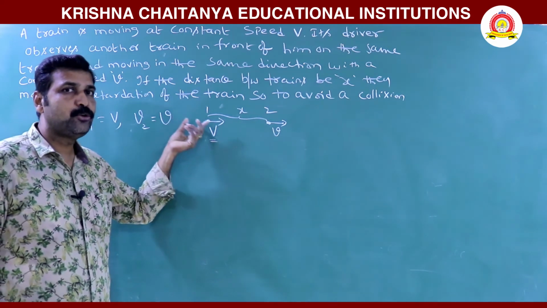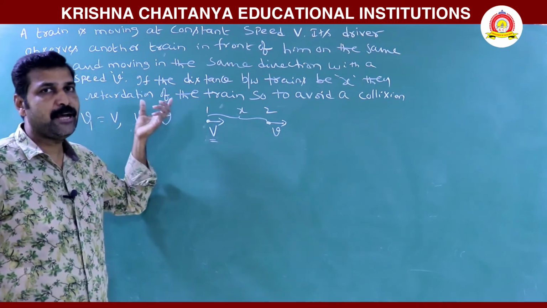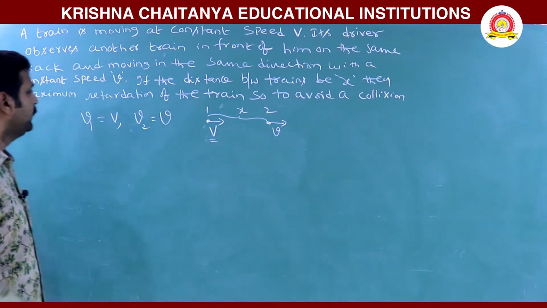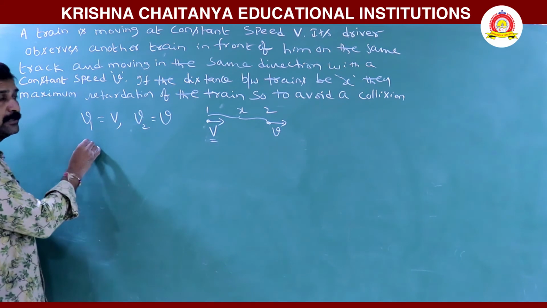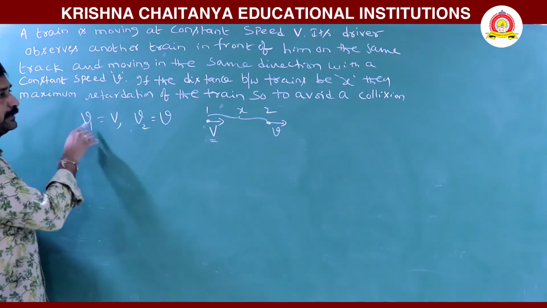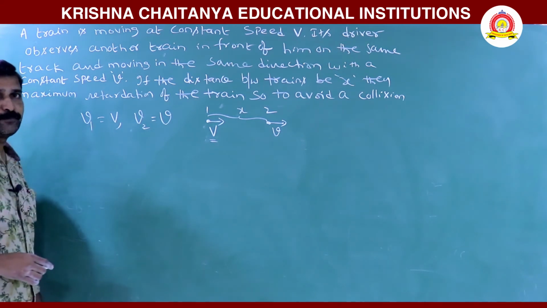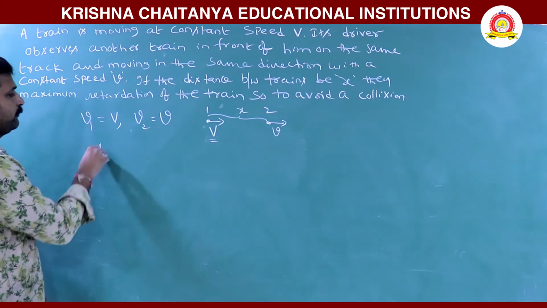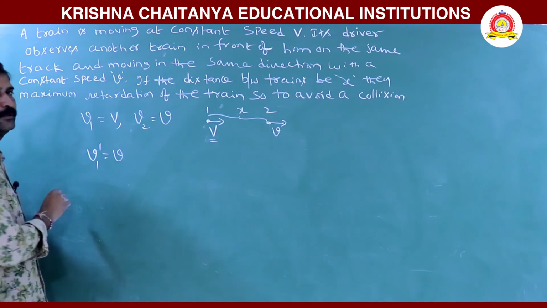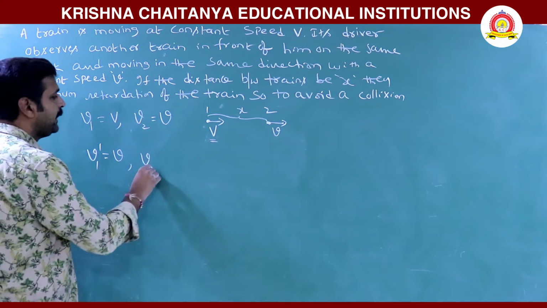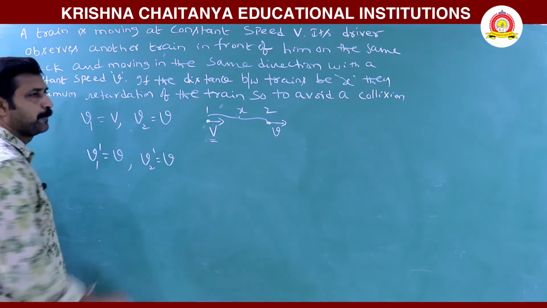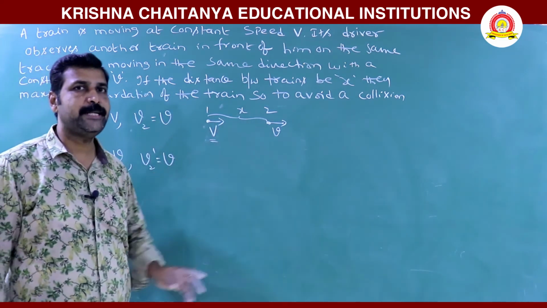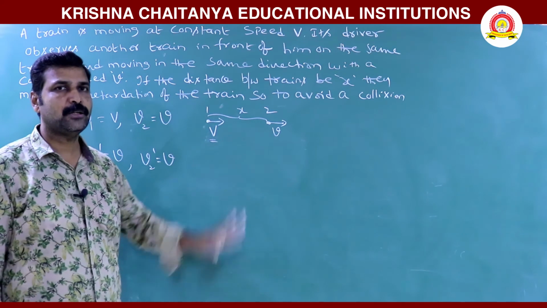Then the final relative speed is 0, so that no collision would be there. So, if its speed is to be reduced, it should have some retardation. What is that retardation? We have to find. So, here we will write the final speeds. These are the initial speeds, v1 is V and v2 is small v. Final speeds: v1 dash is small v, v2 dash is small v. Then only both move with small v speeds, so that they could not collide.